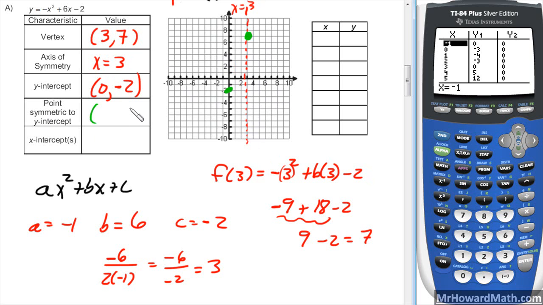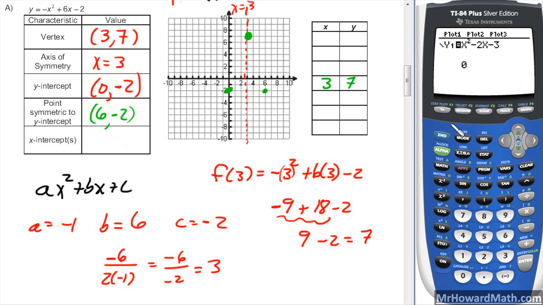Since the points are symmetrical, we know that the y coordinate needs to be negative 2. We count 1, 2, 3 spaces to the axis of symmetry, so we count that same amount to the right: 1, 2, 3. That takes us to 6. So 6, negative 2 is that other point right here. The x-intercepts, we'll find those using our calculator in just a moment. So the vertex, we'll put that in the middle of our table, and that was 3, 7.